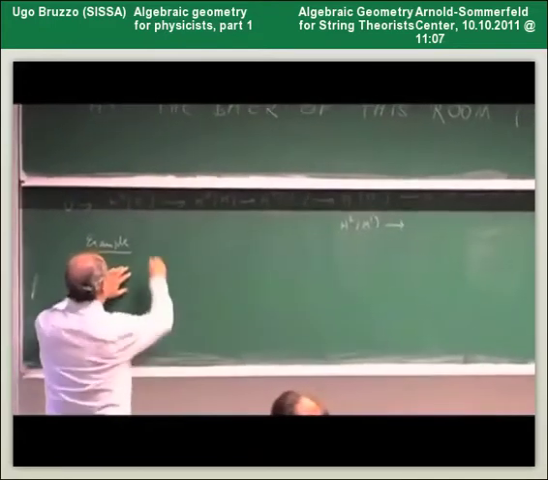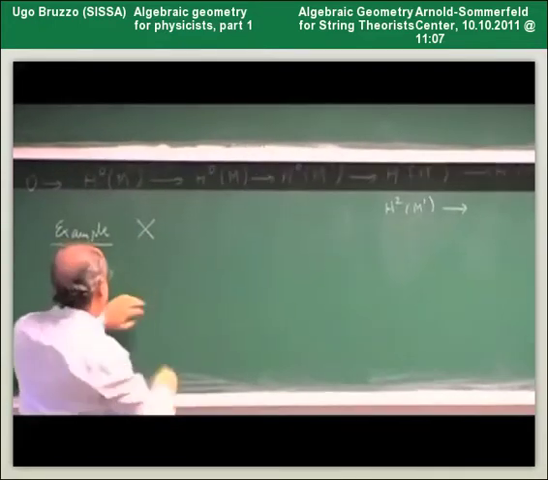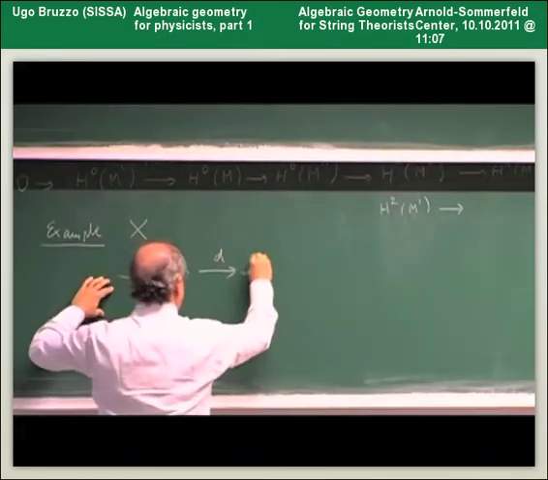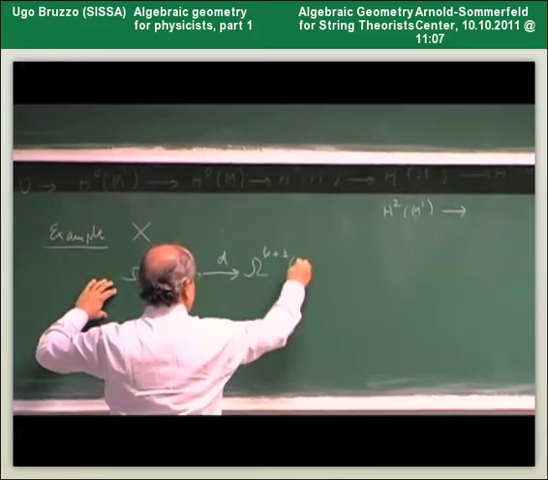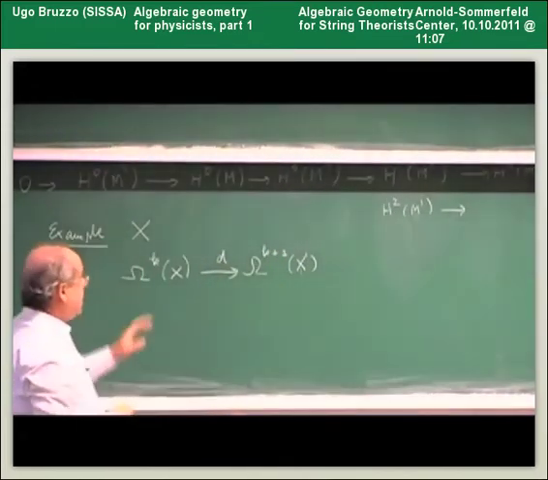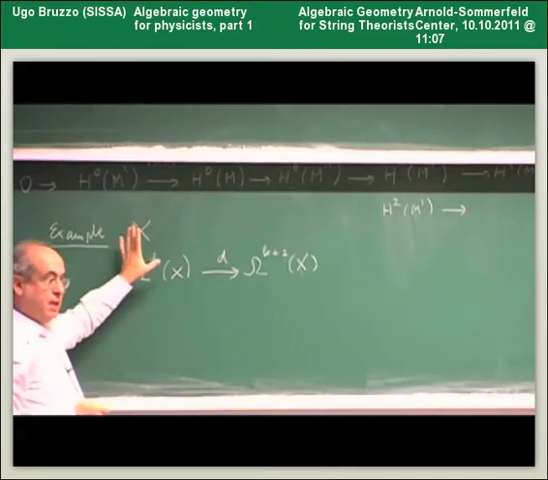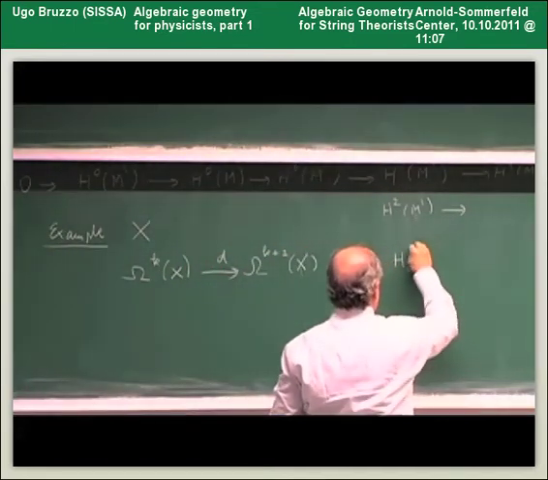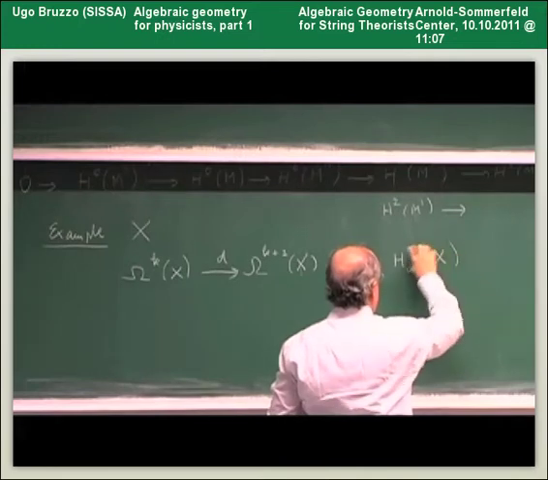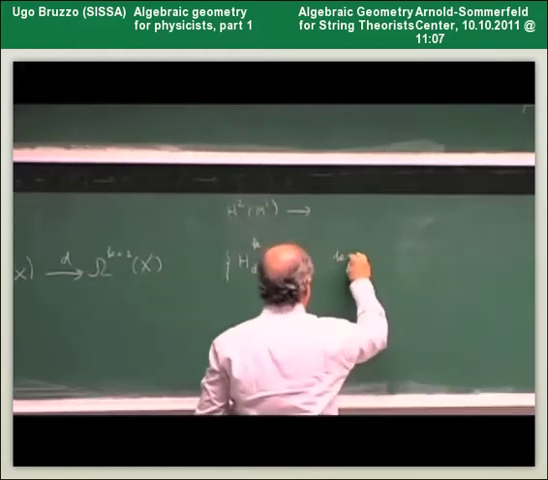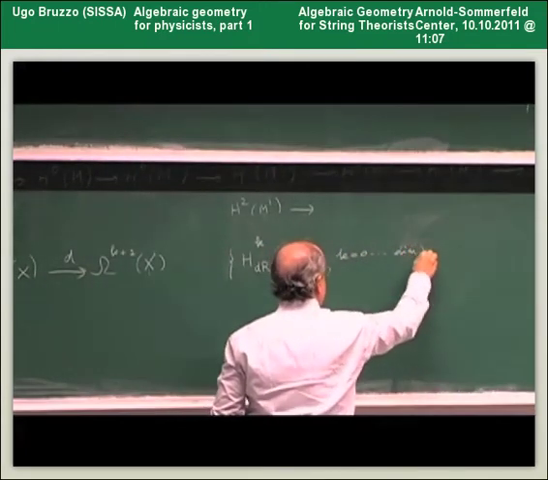You have a manifold X, a differentiable manifold, and then you consider the differential forms with a Cartan differential. So this is a complex, the de Rham complex of X, where d squared is 0, and you have a cohomology. We may denote it like this, where k goes from 0 to the dimension of X.